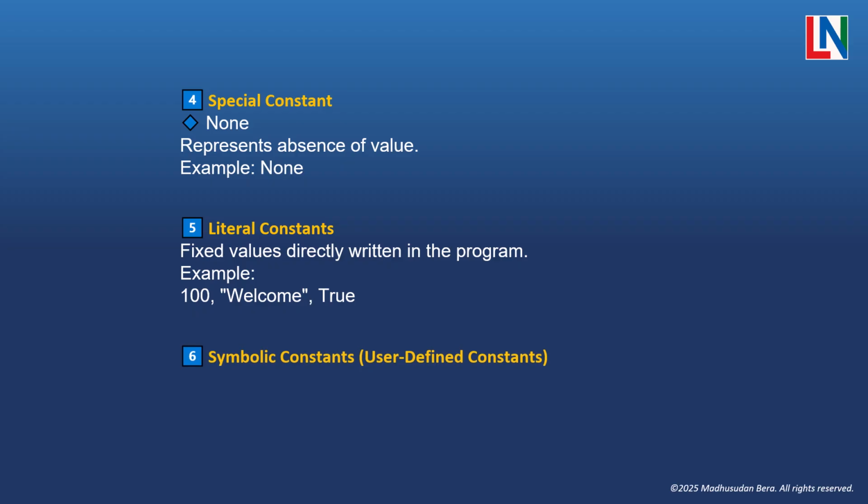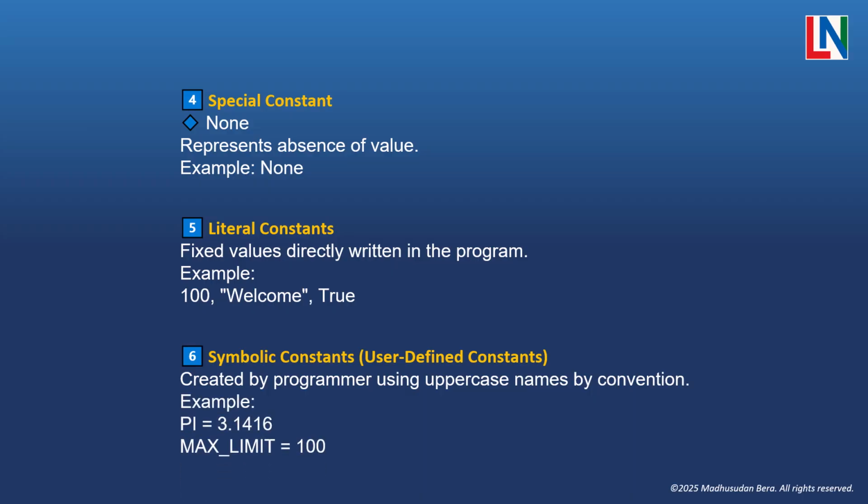Symbolic constants, which are called user defined constants, created by the programmer using uppercase names by convention. For example, PI equal to 3.1416, MAX underscore LIMIT equal to 100. Here PI and MAX are symbolic constants.